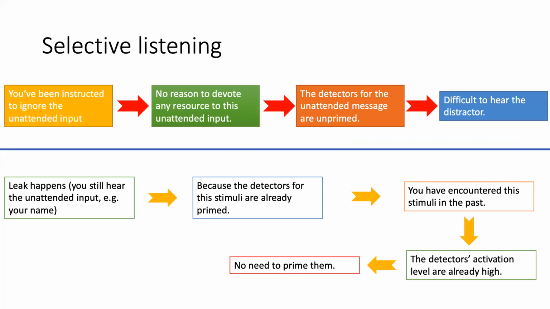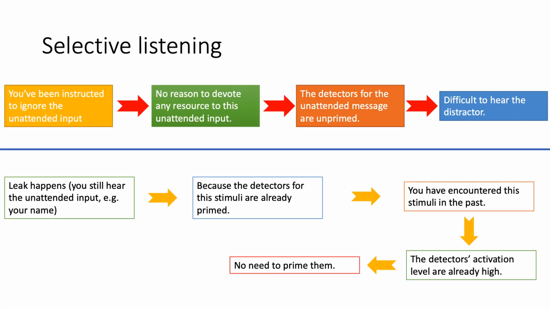Selective listening. You've been instructed to ignore the unattended input. That's why there is no reason to devote any resource to this unattended input. Therefore, the detectors for the unattended message are unprimed. That's why it's difficult to hear the distractor.